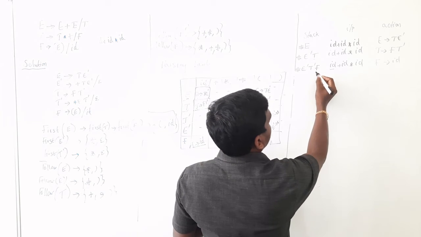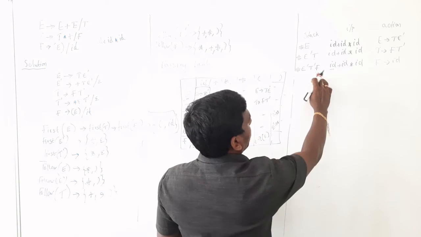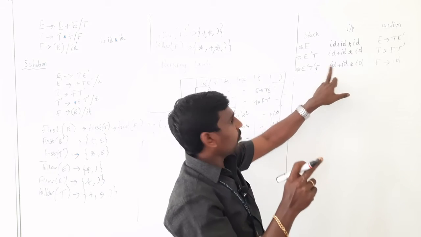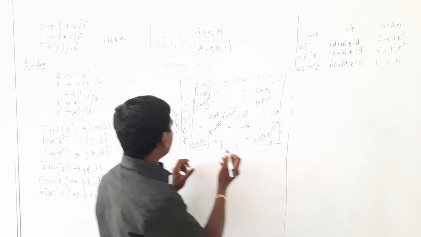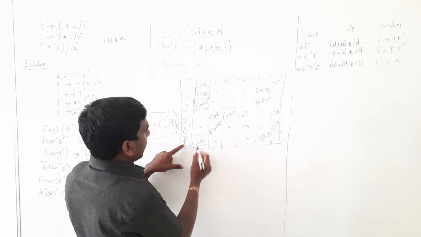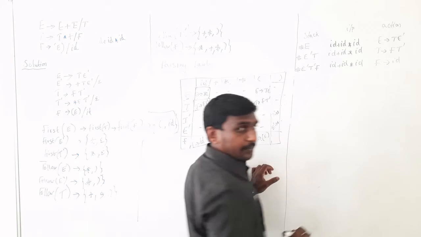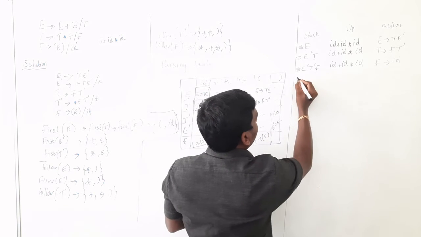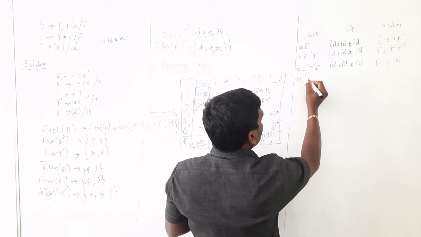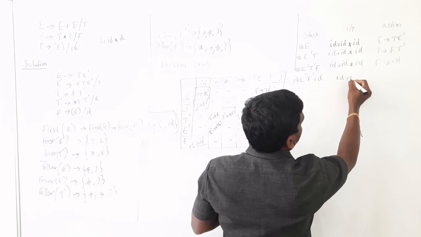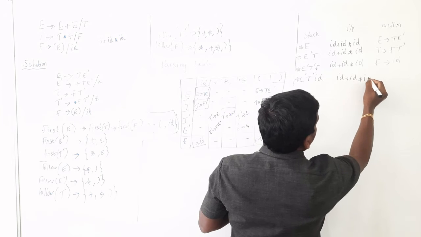Now we want to check F and ID. F is the top of the stack, ID is the input. So we have to look up into the parsing table according to the behavior. So F and ID gives F tends to ID. So in place of F only, I have to put which one? ID. Now the input is ID plus ID star ID.